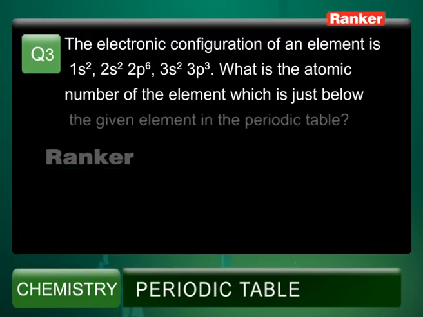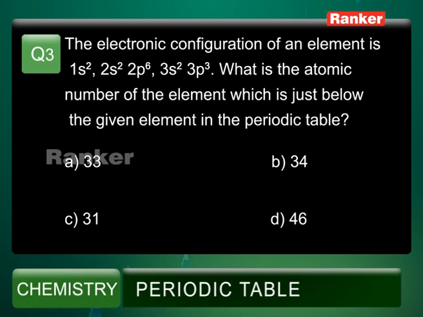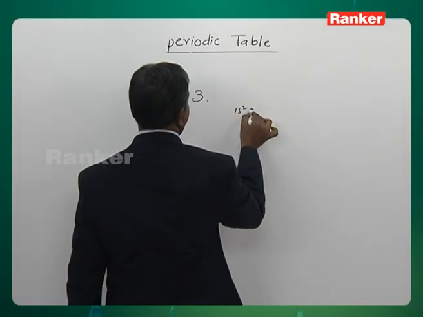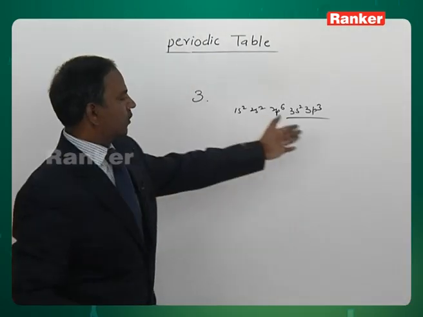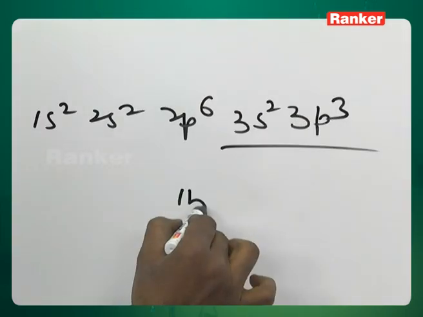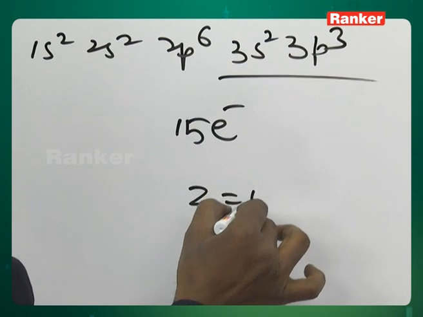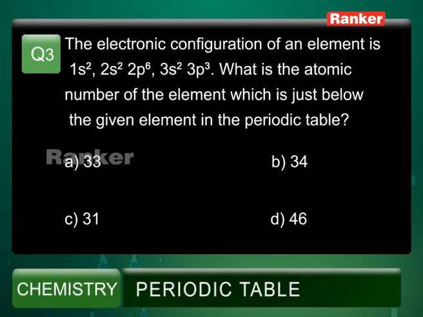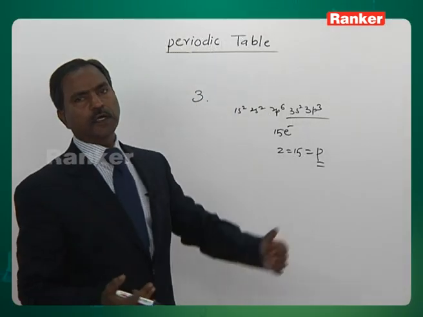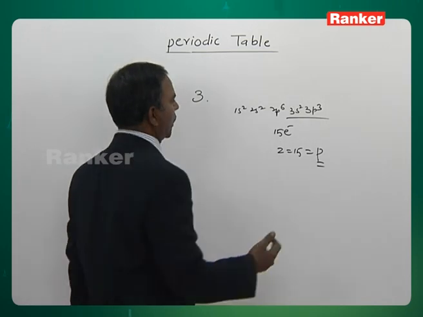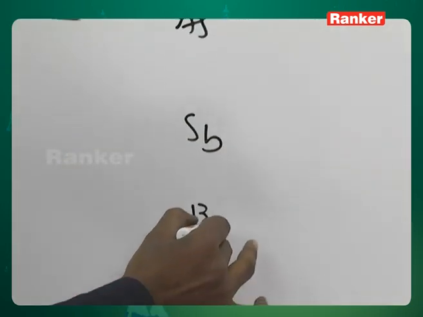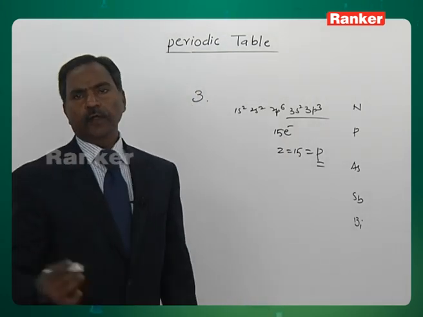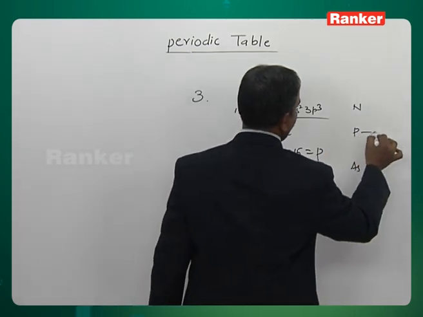Question number 3, the electronic configuration of an element is 1s2, 2s2, 2p6, 3s2, 3p3. Let us check how many electrons, 15 electrons. Then Z is equal to 15, that will be phosphorus. What is the atomic number of the element just below the given element in the periodic table? Phosphorus belongs to group 5A. Group 5A elements are nitrogen, phosphorus, arsenic, antimony, bismuth. Phosphorus is 15.